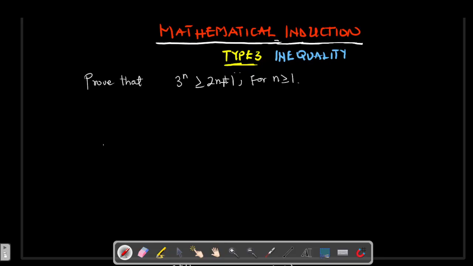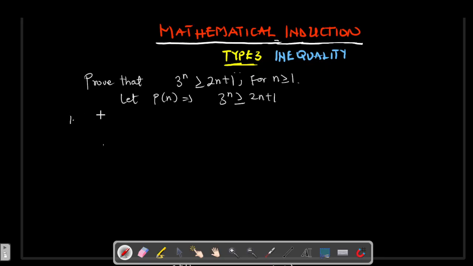In this lesson, I'll be taking you through type 3 of mathematical induction problems, particularly inequality problems. The problem here is: prove that the statement 3 to the power n is always greater than or equal to 2n plus 1 for n greater than or equal to 1. To solve this problem, let's represent this whole statement by P(n): 3 to the power n is greater than or equal to 2n plus 1. The condition here is for every n greater than or equal to 1.